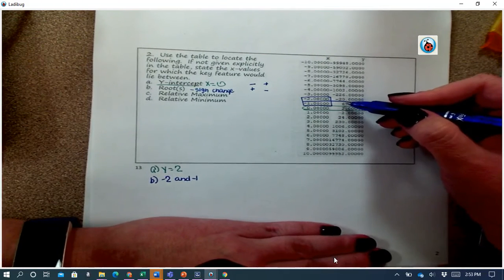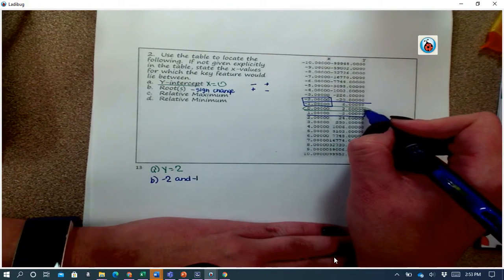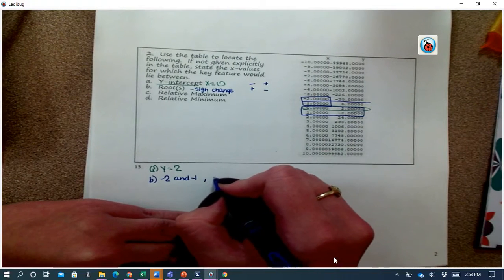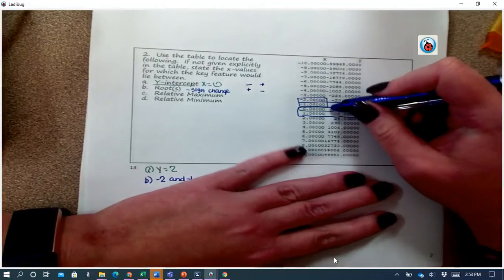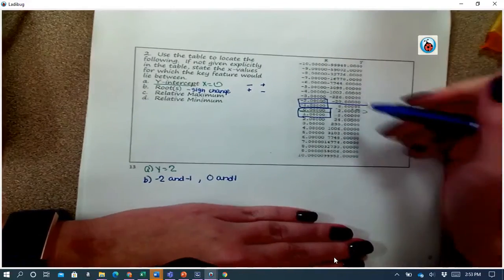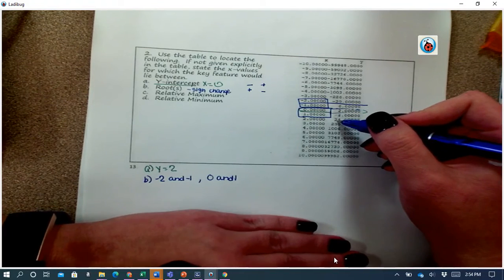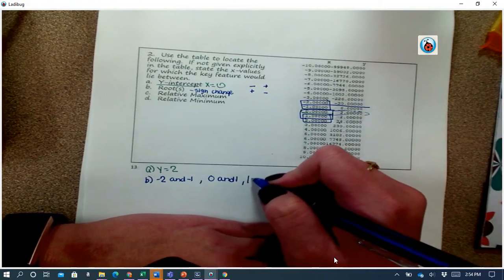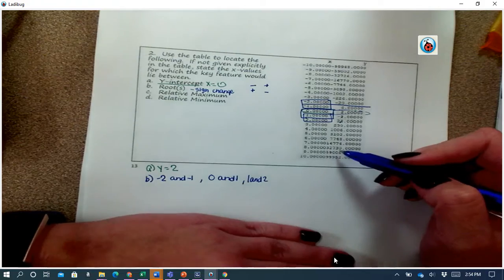And then look for a change again. Negative, positive, positive, negative. There would be a root in between here too. So 0 and 1. I'm going to keep this consistent and not circle these y values. And then we're going to go positive, negative. And then this changes back to positive. So there's another one here between 1 and 2. So negative to positive, and then there's no more.